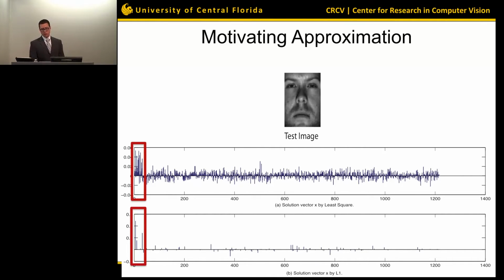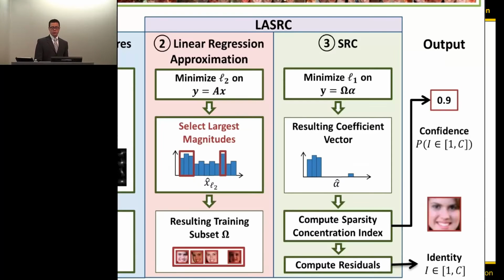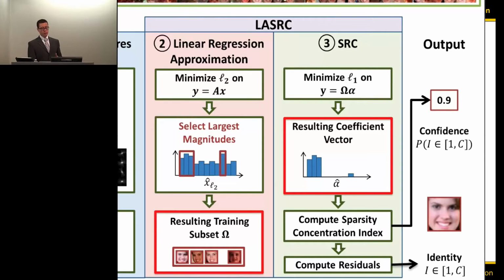So what I'd like to say is that the shape is very similar, so we could use the L2 norm to approximate the L1. So given our large training gallery and our test image, we first find the L2 norm coefficient vector. We select the largest magnitudes and select the corresponding training images, which we then feed into the L1 minimization to find the final coefficient vector, from which we can compute our confidence as well as the final identity person of interest.